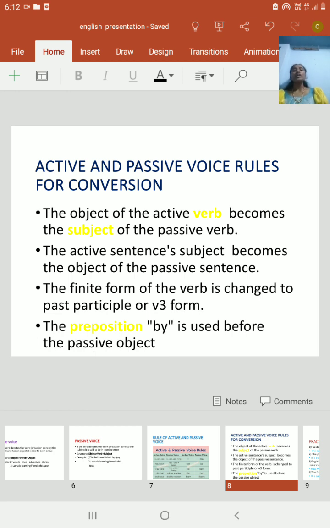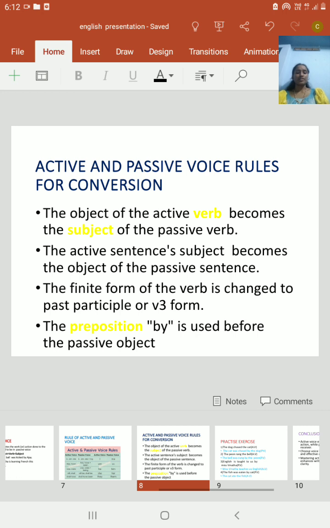The object of the active verb becomes the subject of the passive. Here the active sentence's subject becomes the object of the passive sentence. The finite form of the verb is changed to the past participle or V3 form, and the preposition by is used before the passive object. Before the passive object we have to use the preposition.